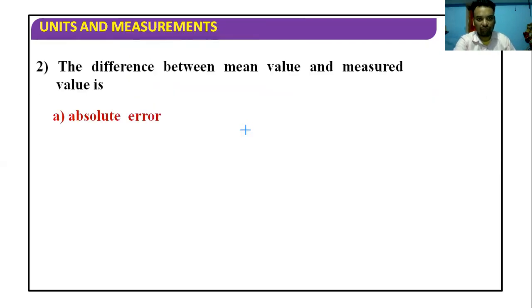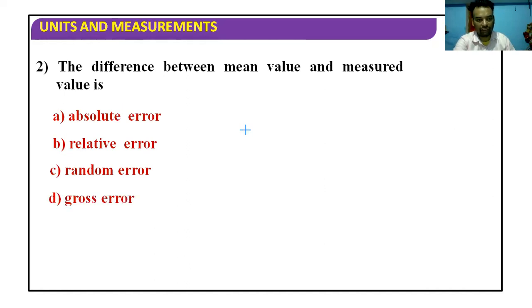The difference between mean value and measured value, means mean value is a true value. So the difference between the true value and the measured value, already you know, it is absolute error. Absolute error is equal to true value minus measured value. So the difference between true value and measured value is called absolute error.